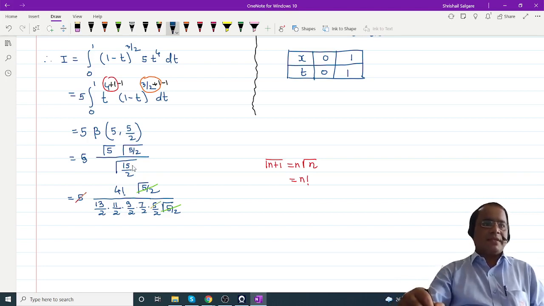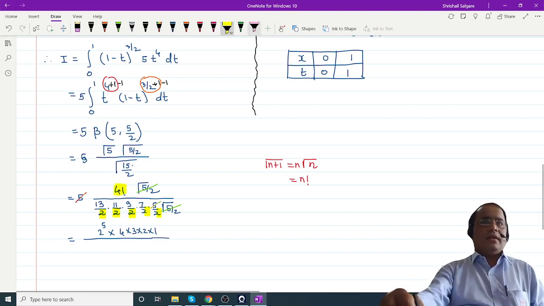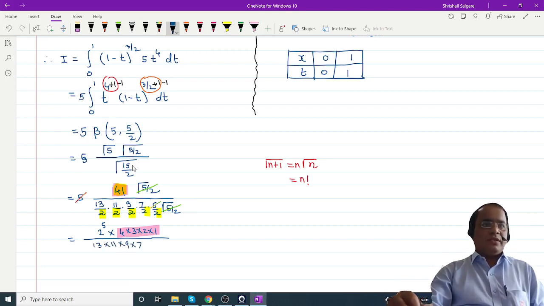After that, the remaining terms. In the numerator I will write, all 2's will come in the numerator. How many 2's are there? 1, 2, 3, 4, 5. 2 raised to 5, multiplied by 4 factorial, which is nothing but 4 into 3 into 2 into 1. So I am writing this as a 4 factorial, by the definition. And for the denominator, 13 into 11 into 9 into 7. I think that much is remaining, na? Okay, that much is remaining.